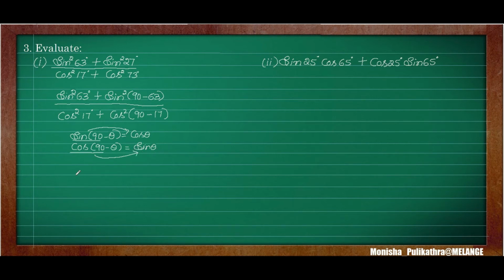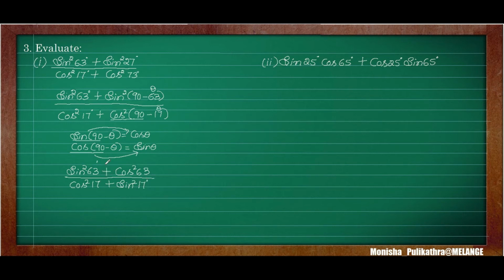First we need to change this. Sine square 63 we write as it is, plus sine square 90 minus 63 will change into cos square. This angle will remain; this will be the theta angle. So it retains as it is: cos square 63. Next, cos square 17 we write as it is, plus, when cos square and 90 come, it will change into sine square. The theta will retain as it is, that is sine square 17 degree.